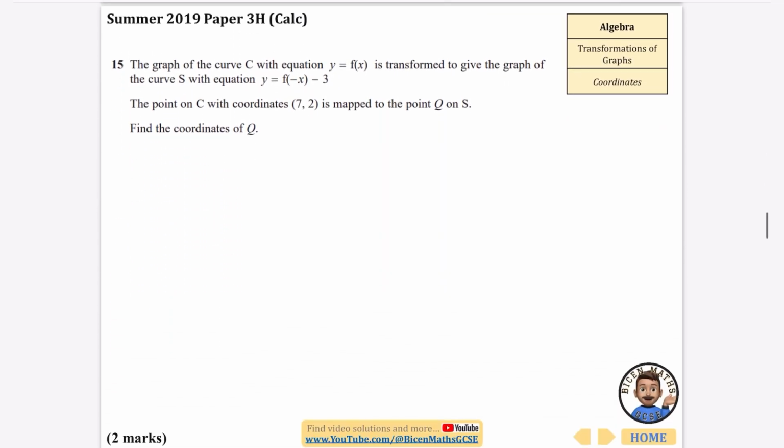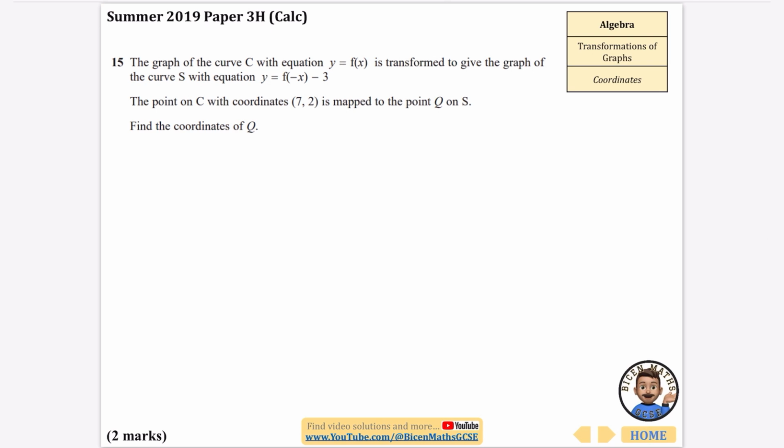Okay, so this first question says the graph of the curve C with the equation y equals f of x is transformed to give the graph of the curve S with the equation y equals f of minus x minus 3. The point on C with coordinates 7, minus 2 is mapped to the point Q on S. Find the coordinates of Q.